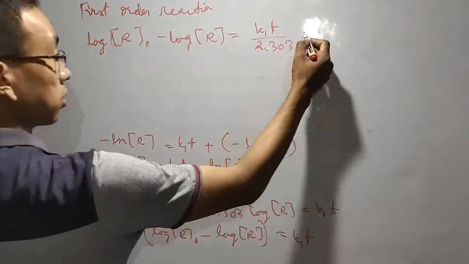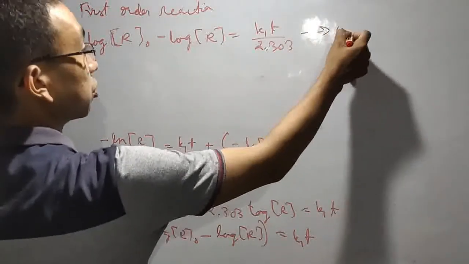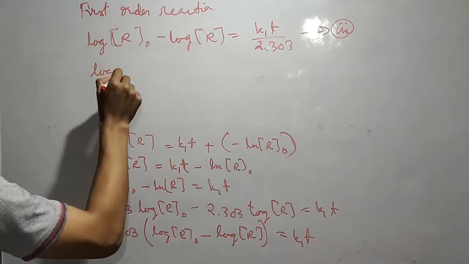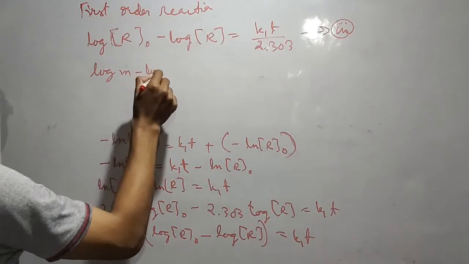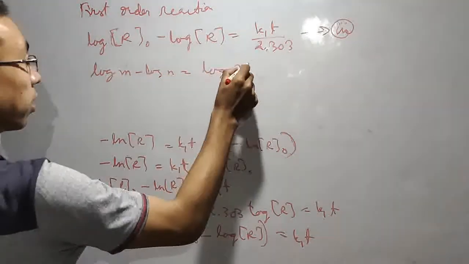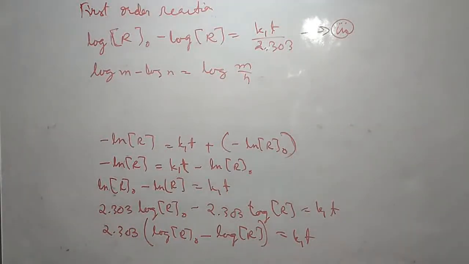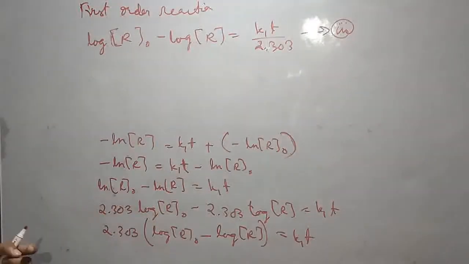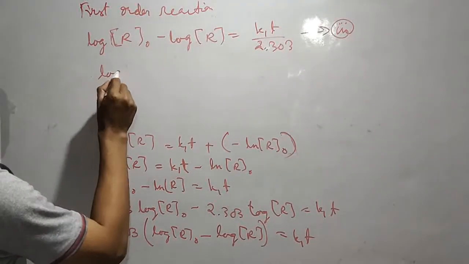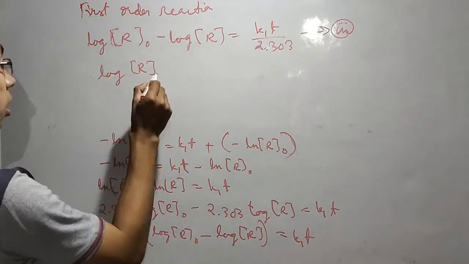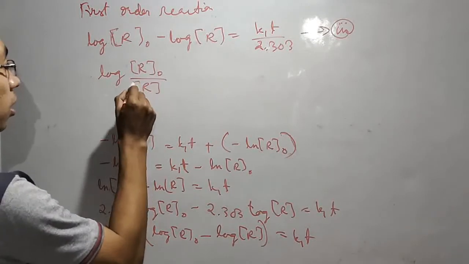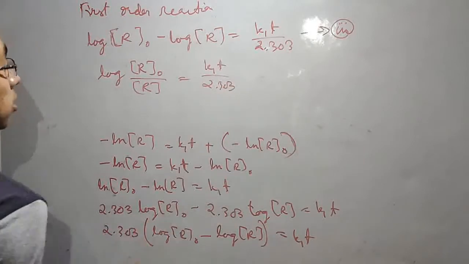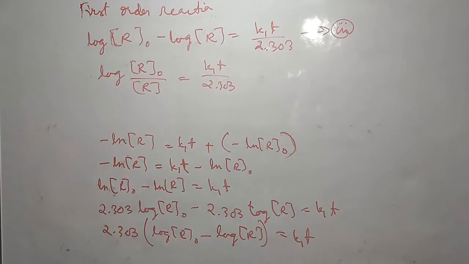You give this one as equation number, I think it will be equation number 3, isn't it? Then another one: we know that log of m minus log of n is equal to log of m by n, isn't it? So that same method we will apply here also. So it will be log of r naught divided by r is equal to k1t by 2.303.